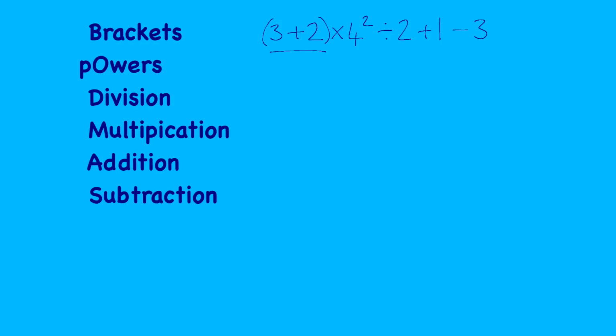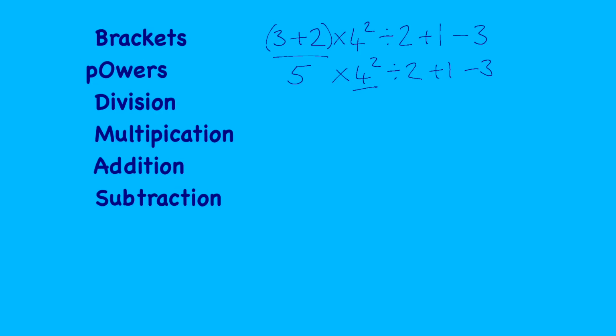So 3 plus 2 is 5. Then I carry everything else down underneath. Then I'm going to do my powers next. So 4 squared is 16. Then I bring everything else down underneath. Next we have division. So 16 divided by 2, which is 8. Then we have multiplication. So 5 times 8 is 40.